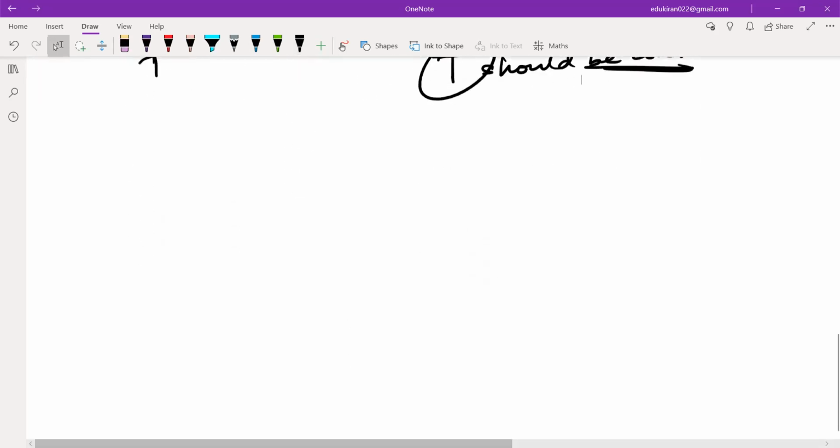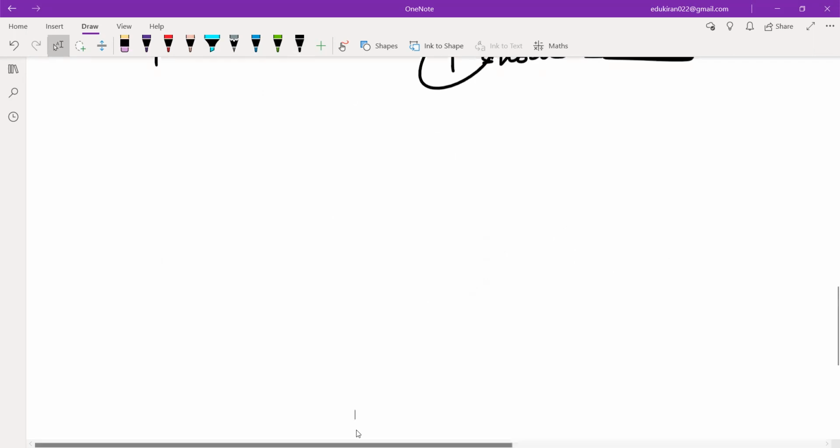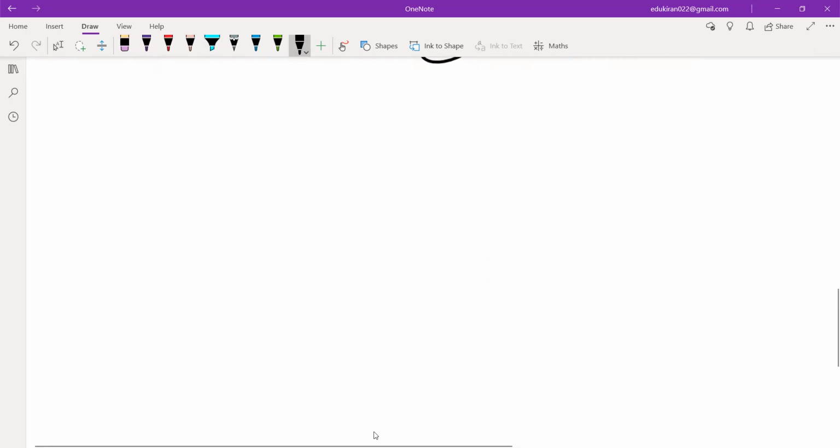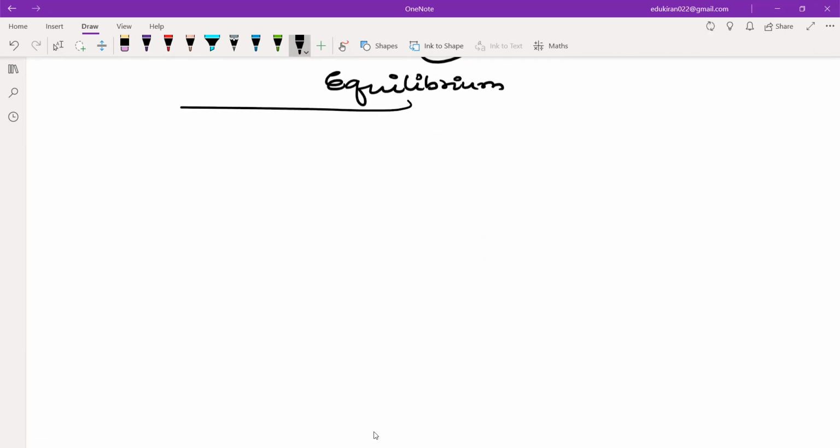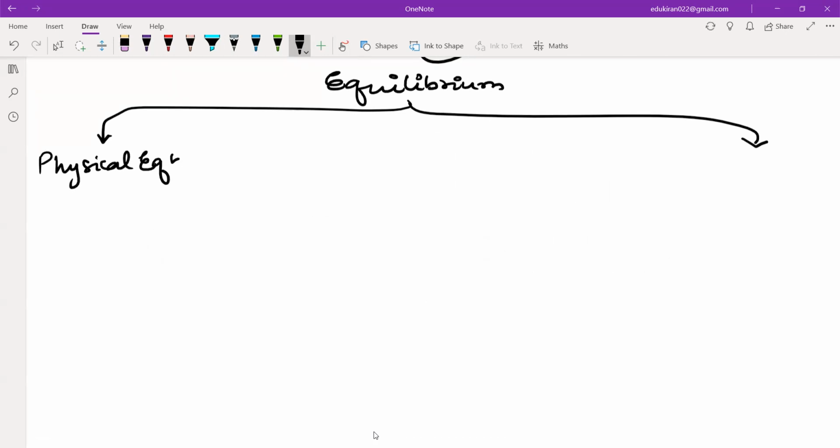Now please write with me. You have to know there are two types of equilibria that we are going to study. We have classified equilibrium into two types. There is something that we have to study and something we don't have to study in very much detail. There is physical equilibrium that we don't have to study in much detail. Now in physical equilibrium, you can have liquid which is in equilibrium with vapor.